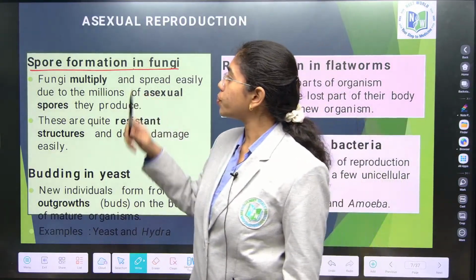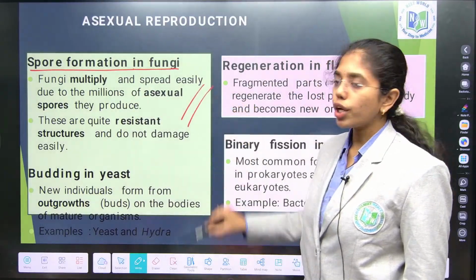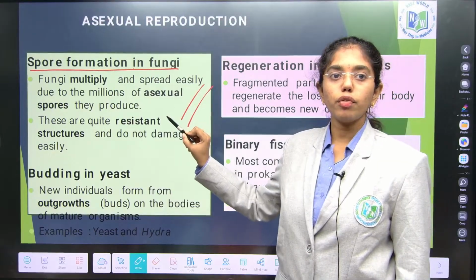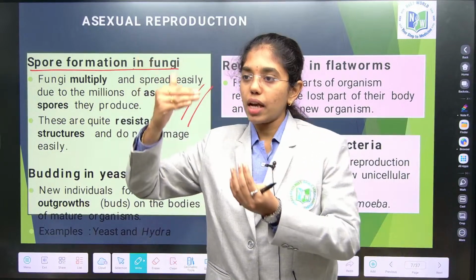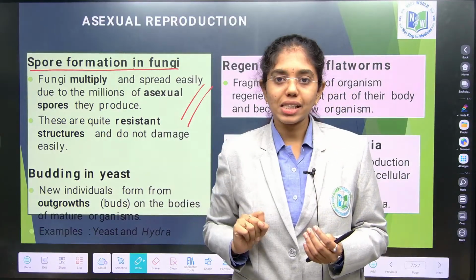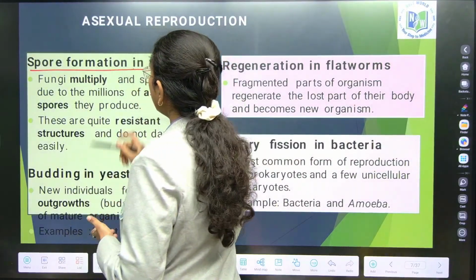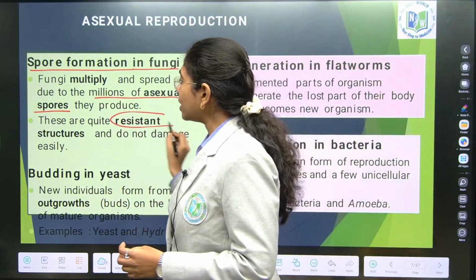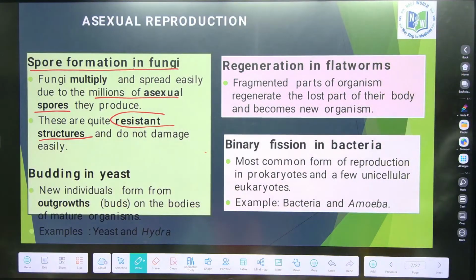So, here first is what? Spore formation in fungi. Spores are released from the structures like conidiophores or sporangiospores. I am speaking about asexual spores. Whether they are released inside the sac or towards the environment, based on that we will be having endogenously released spores, exogenously released spores. Here fungi multiply and they spread easily due to millions of asexual spores they produce. These are quite resistant structures and they do not damage easily.